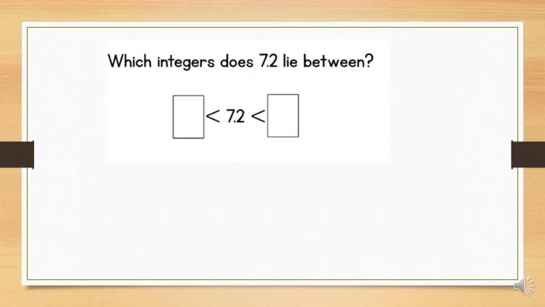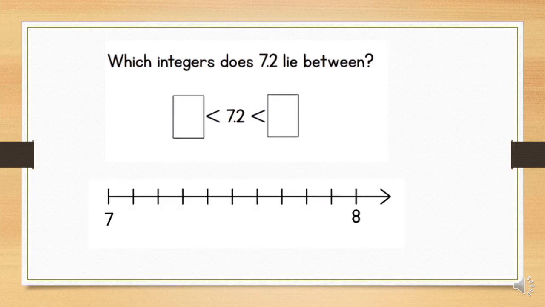Now we're looking at which integers 7.2 lies between. Remember, these symbols mean the crocodile eats the bigger number. Remember that? We looked at that a couple of months ago. If you're struggling with this one, we can use a number line to help us. We start with 7 and 8, and then we've got lots of missing intervals on our number line. There are 10 missing intervals between 7 and 8.